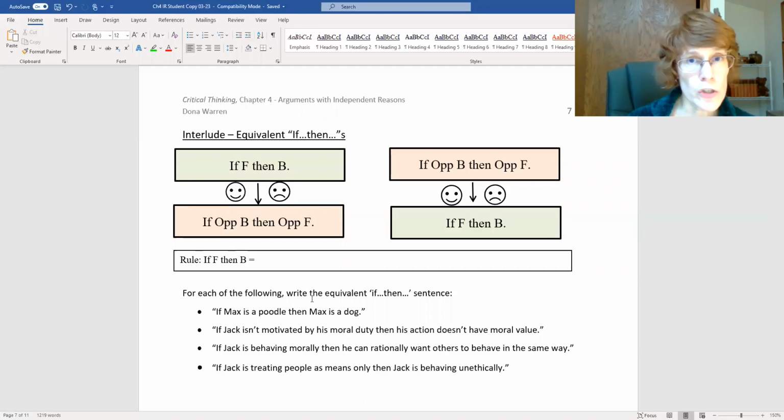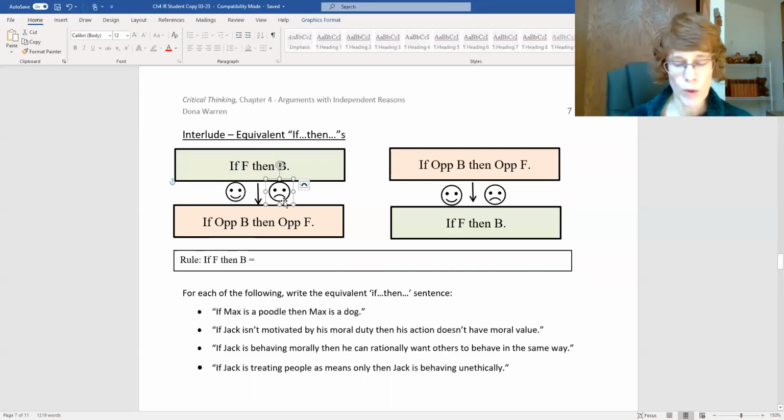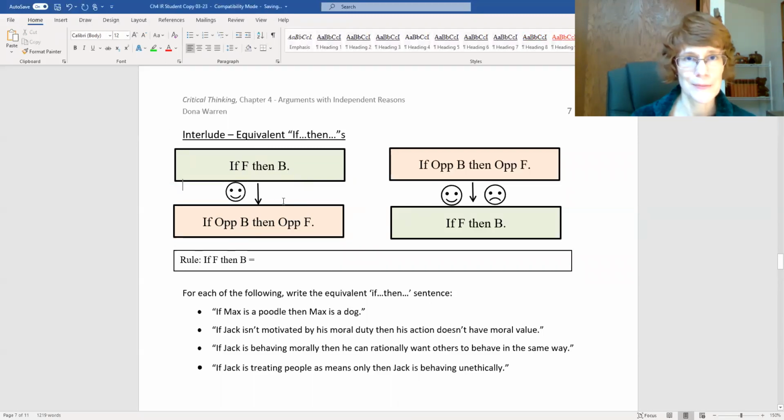Okay, so what did you decide? Let's check it out. If front, then back, and the opposite of the back, would the opposite of the front follow? Well, let's poodle dog it. If Max is a poodle, then Max is a dog, and Max is not a dog. Would it follow that Max is not a poodle? It would. So this is valid. So I'm going to take away the frowny face.